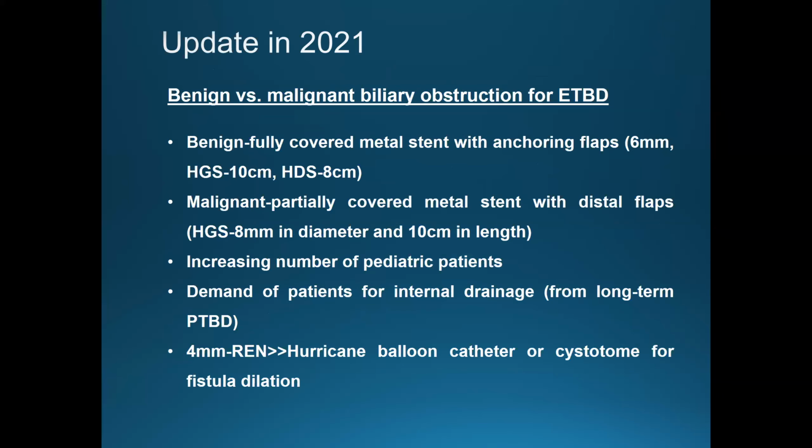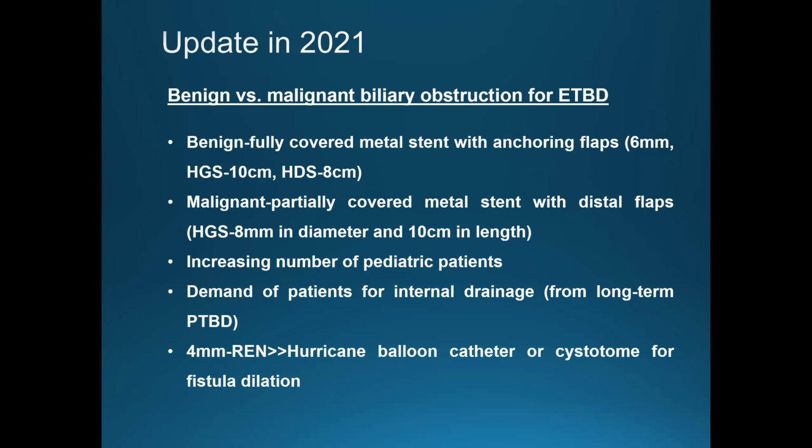Update in 2021, for benign biliary obstruction, a flared curve metal stent with anchoring flaps, 6 mm, hepaticogastrostomy with 10 cm length and hepaticoduodenostomy with 8 cm length. For malignant obstruction, a partially covered metal stent with these flaps, HGS 8 mm in diameter and 10 cm in length.